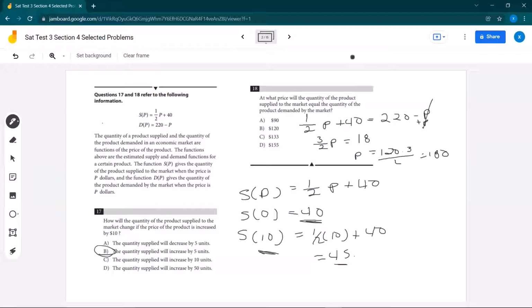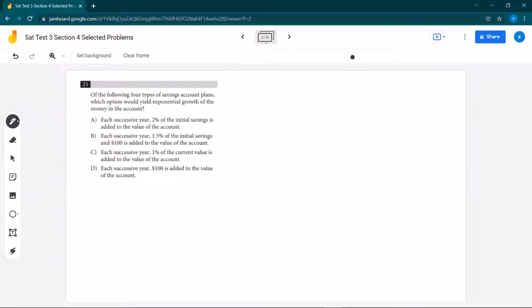180. Therefore, P is in fact 120. And if we notice, a value of 120 will make both of these functions equal to one another, and that's what the problem's asking for. All right.